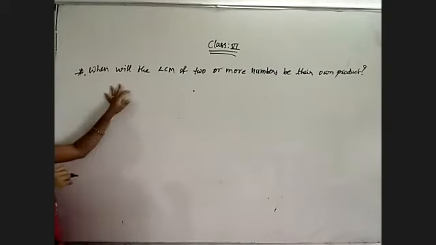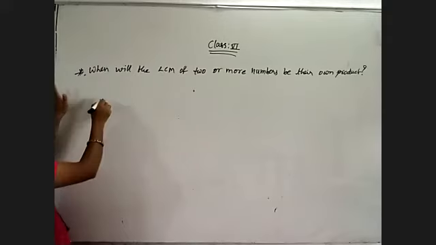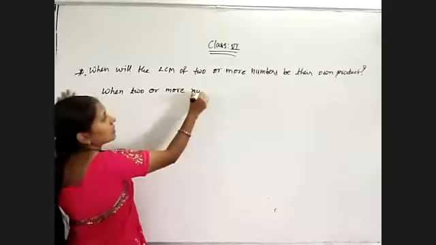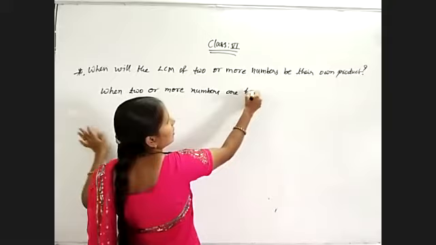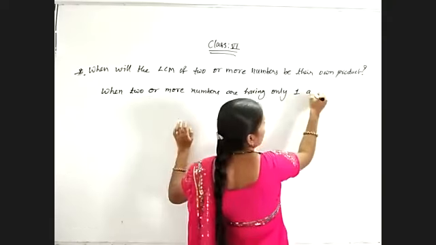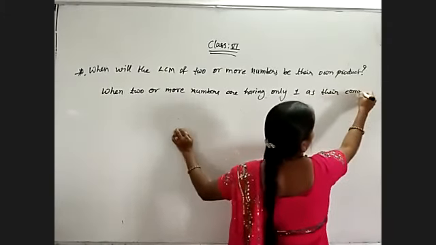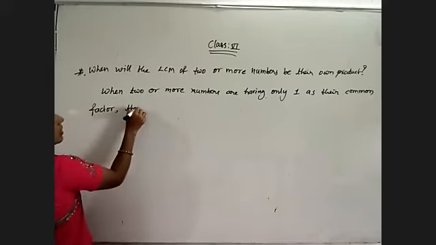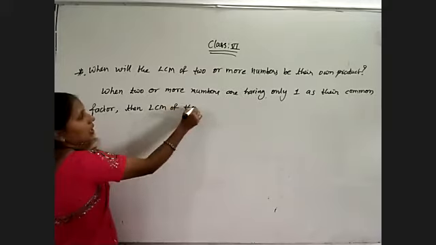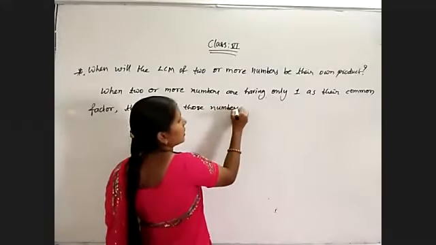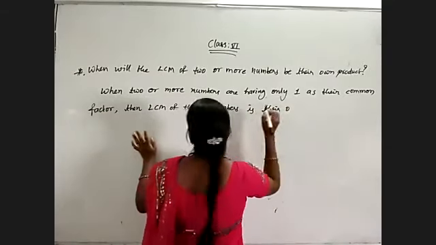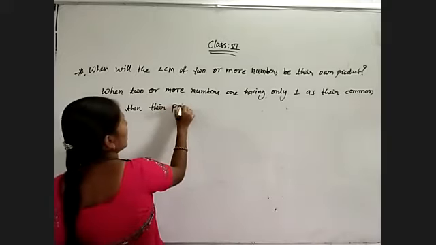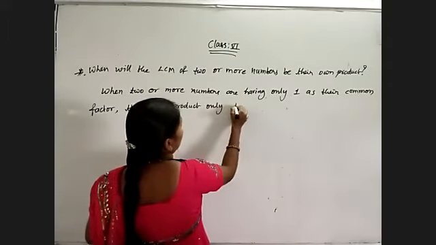This is the question. So when we are getting the LCM of two or more numbers as their product only, when two or more numbers have only one as their common factor, then the LCM of those numbers is their own product. Then their product only is the LCM.